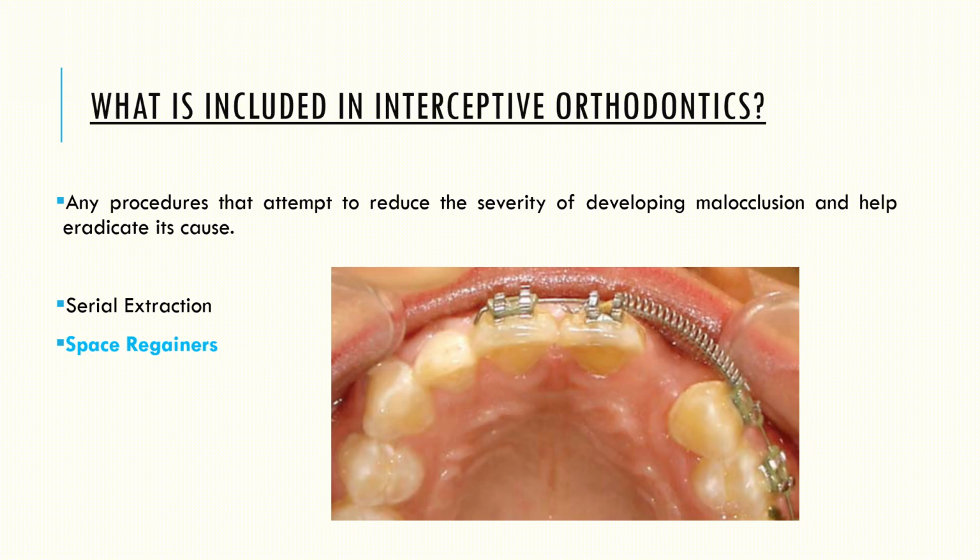Second is space regainers. The difference between space maintainers and space regainers is space maintainers are given to maintain the space. There is no loss of space by the shifting of the adjacent teeth. In space regainers, there is a certain amount of loss of space by the migration of the adjacent teeth. So here the appliances are given in cases where there is slight or moderate loss of space for erupting permanent teeth after premature extraction of deciduous teeth.